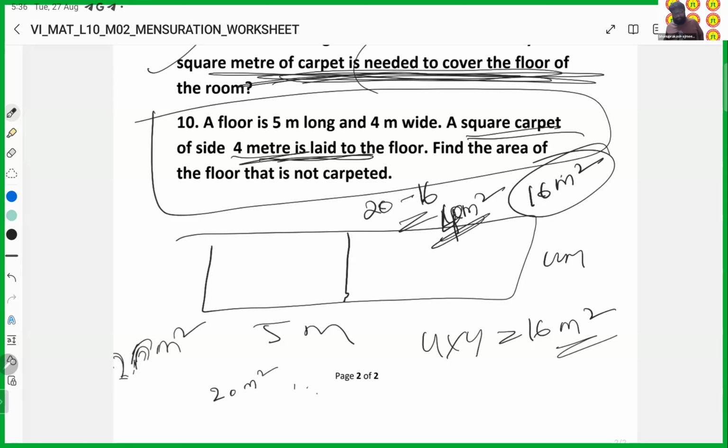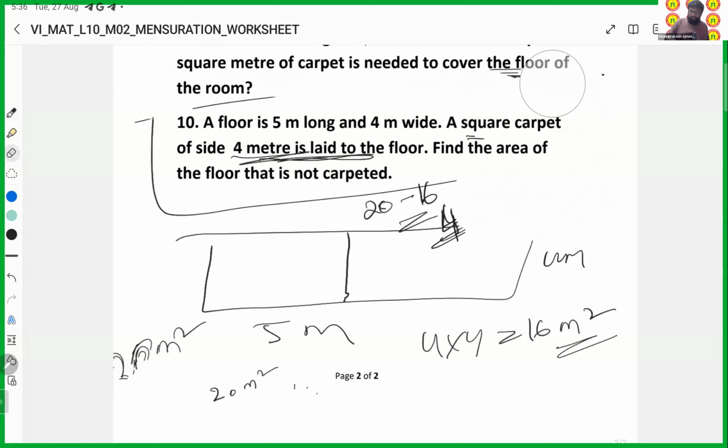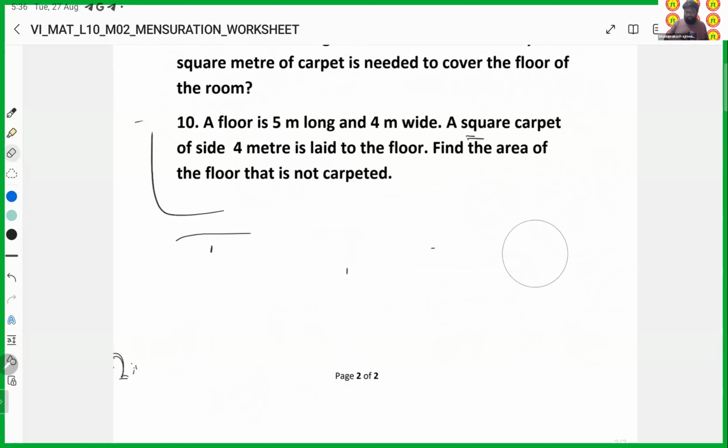Got it? Okay, sir. The paper is very easy. I thought everyone of you would get around 20 by 20, but I don't know, a few people found it hard in solving the 9th and 10th problems.